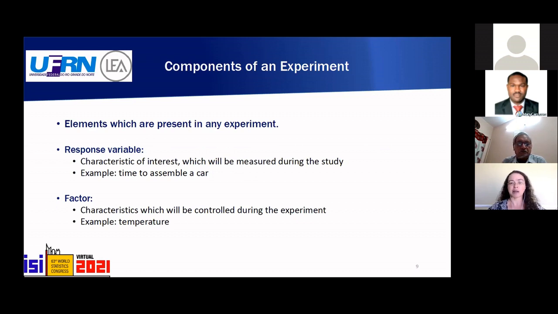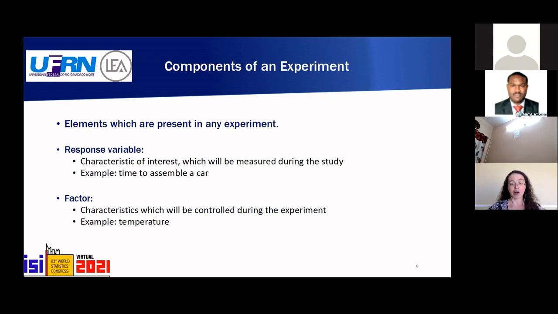Let's go a little more into some components of an experiment. The first step is to identify if it's an observational or an experimental study. If you are in an experimental study, there are two basic components that are present in any experiment. The first one is the response variable. It's the main characteristic of interest, which will be measured during the study. In the example of the car, we can use the time to assemble the car as our main response variable. There are experiments which consider only one variable, but you can have several response variables.